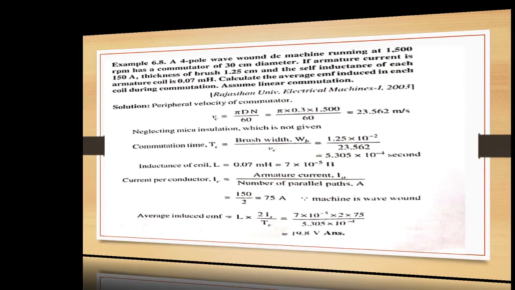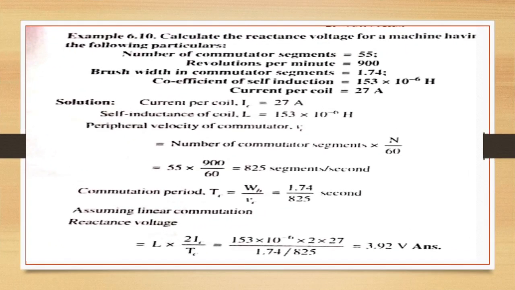that is 19.8 volts. Next numerical, calculate the reactance voltage for a machine having the following particulars. Number of commutator segments is 55, revolutions per minute is 900. Brush width in commutator segments is 1.74. Coefficient of self-induction is 157 into 10 power minus 6 Henry. Current per coil is 27 amps. Let us see the solution.